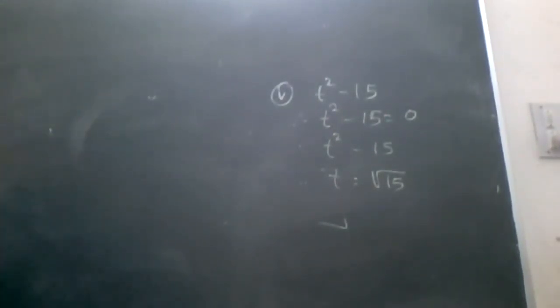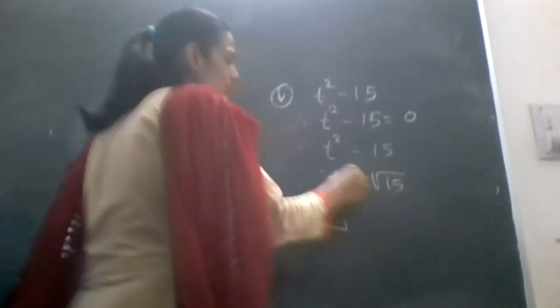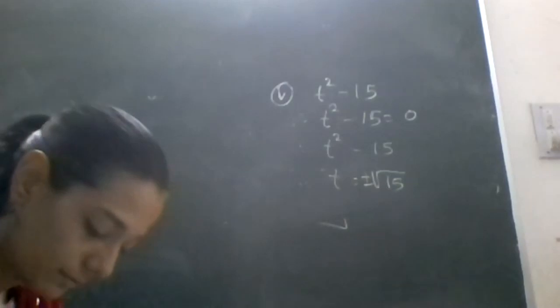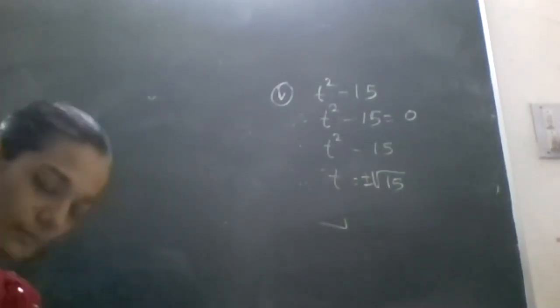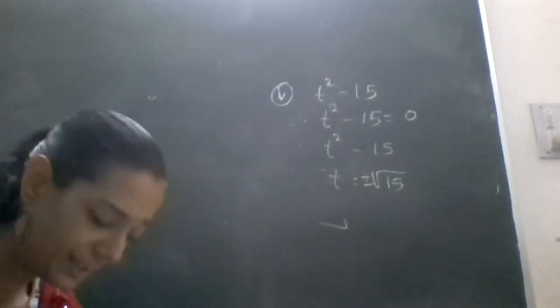Right? So what are the two factors? The factors would be plus and minus under root of 15. So these are two factors. Are you getting the point or not?